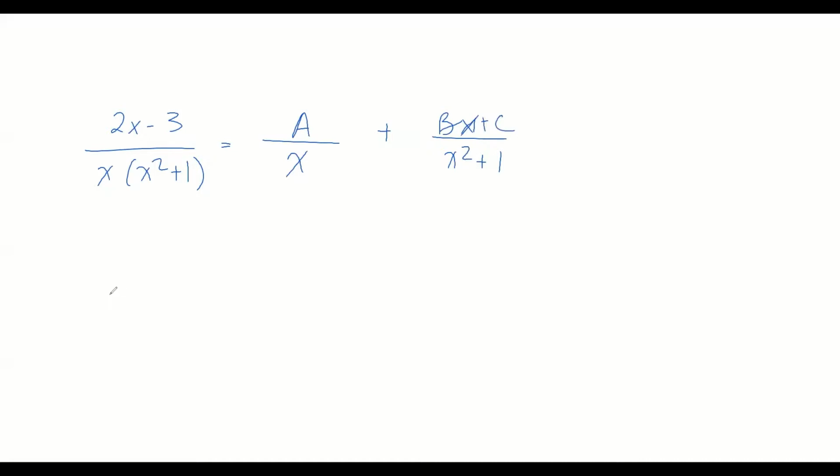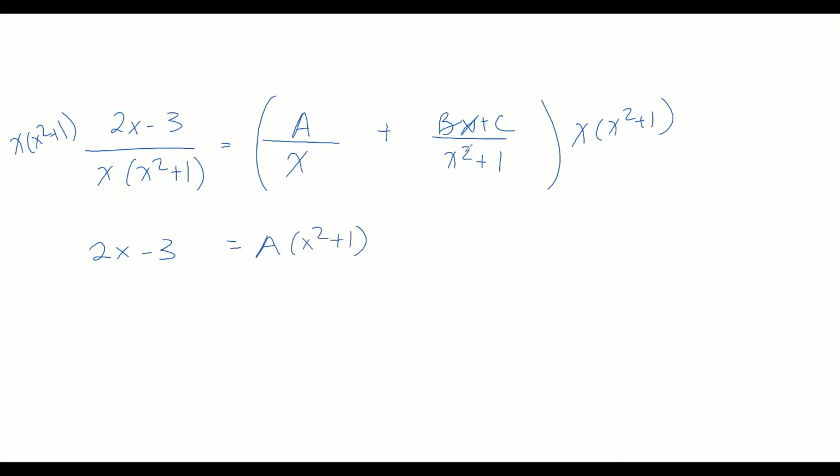Just like before, I'm going to go ahead and multiply the denominator onto both sides. And the way I'm going to set this one up is like this. So this one is going to become a times x squared plus 1, and then this is going to become bx plus c times x.